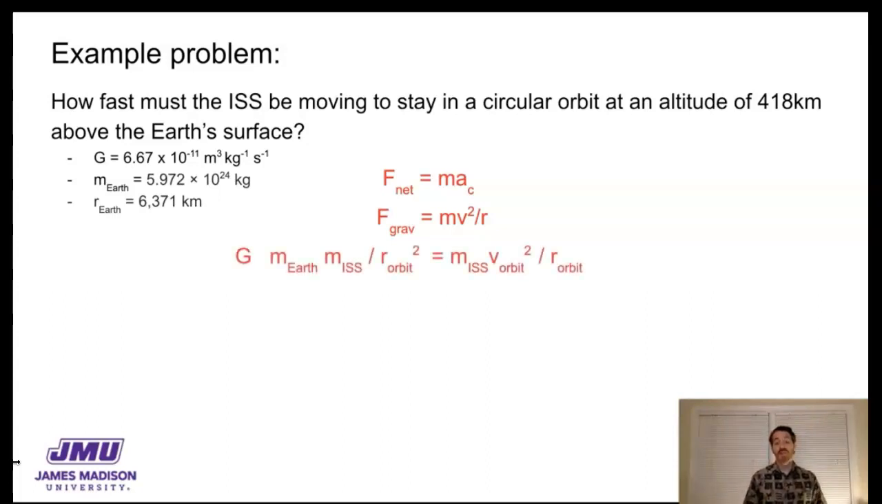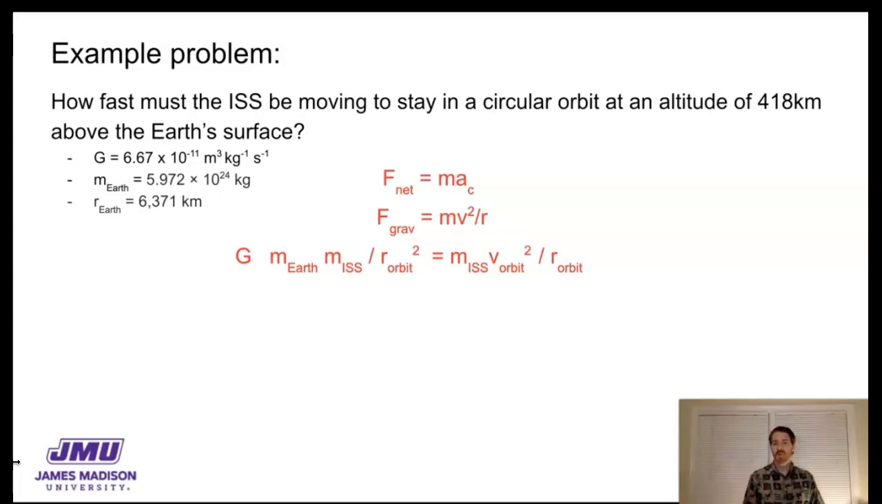The force of gravity we know from universal gravitation is the capital G, universal gravitational constant, times the mass of the planet times the mass of the International Space Station, because those are the two things attracted to each other gravitationally in this problem, divided by the radius of the orbit squared. That equals the right side of the equation, which is the mass of the International Space Station times the speed of the International Space Station squared, divided by the radius of the orbit.